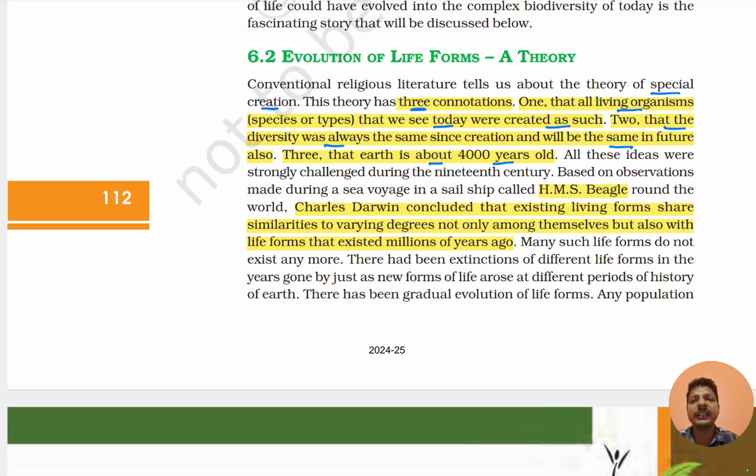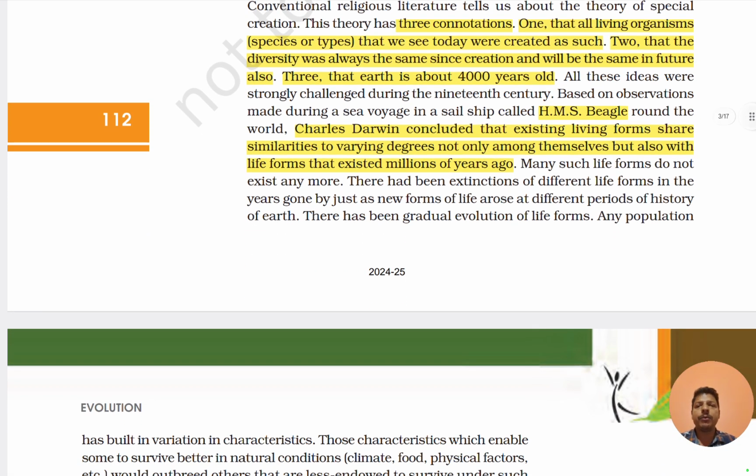All these ideas were strongly challenged during the 19th century. Based on observations made during a sea voyage in a sail ship called HMS Beagle round the world, Charles Darwin concluded that existing living forms share similarities to varying degrees not only among themselves but also with the life forms that existed millions of years ago. Many such life forms do not exist anymore. There had been extinction of different life forms in the history gone by, just as new forms of life arose at different periods of history on the earth.